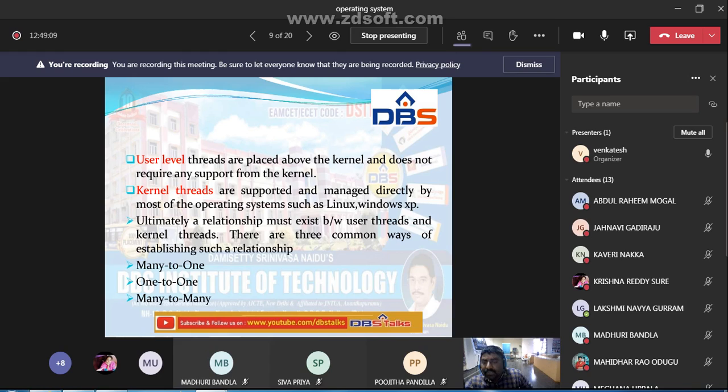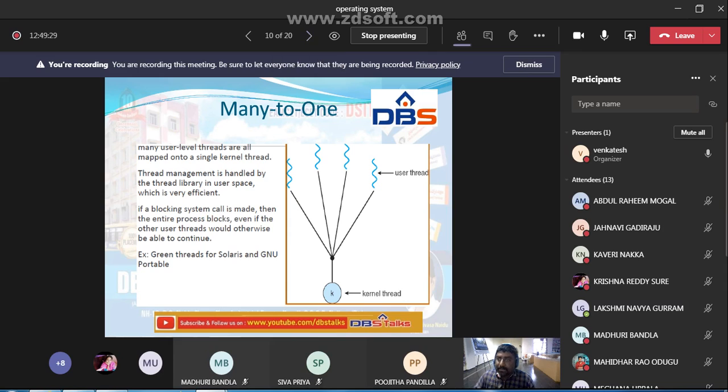What are the various multi-threading models? The first one is many to one, the second is one to one, and the next is many to many. These three are the multi-threading model techniques that represent how user level threads and kernel level threads interact with each other. Taking the first, many to one: many user threads, only one kernel thread.